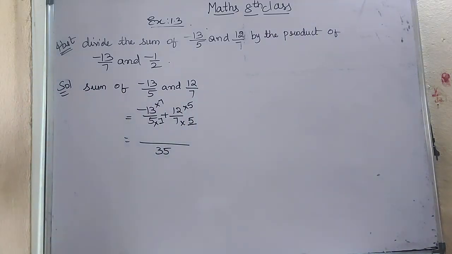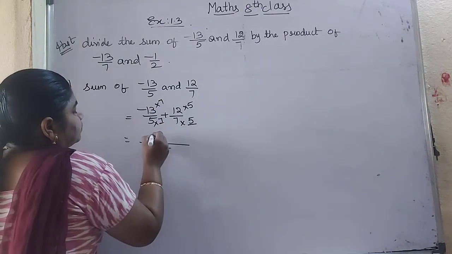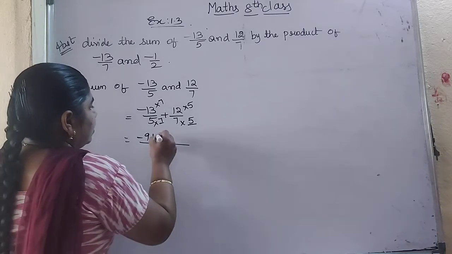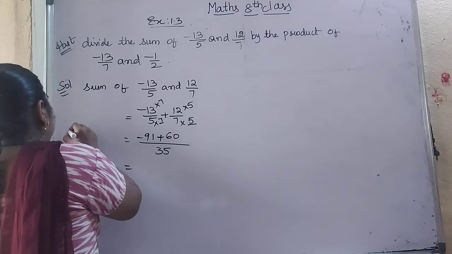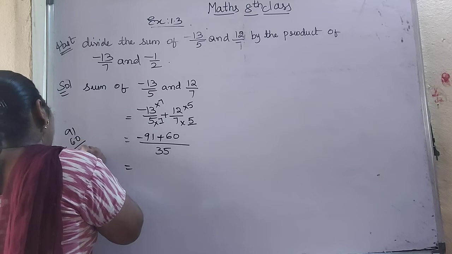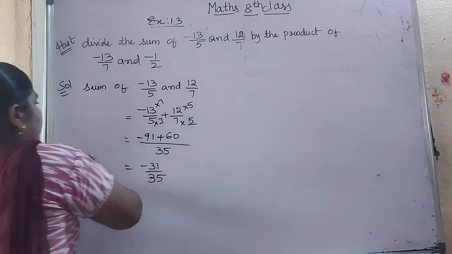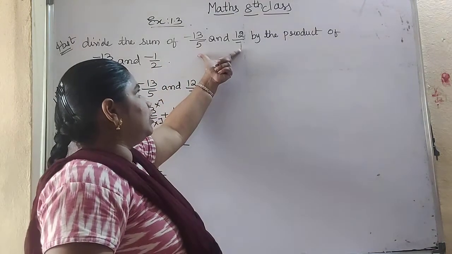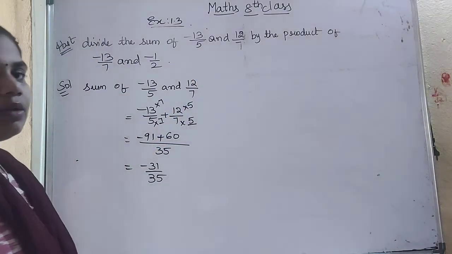Now 13 7s are 91, so that will be minus 91 plus 12 5s is 60. Now we have to subtract this. So 91 minus 60, that will be minus 31 by 35. So this is for the sum. We are adding these two rational numbers, and after adding, you got minus 31 by 35.